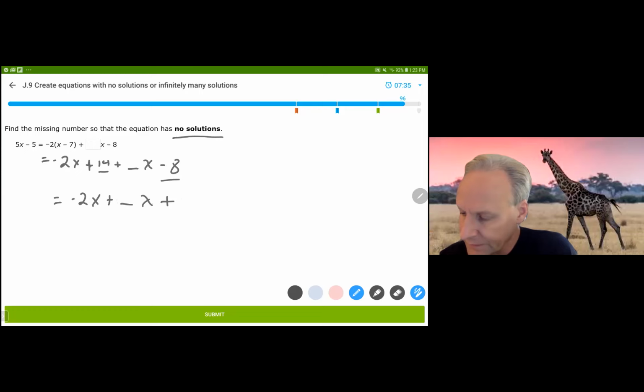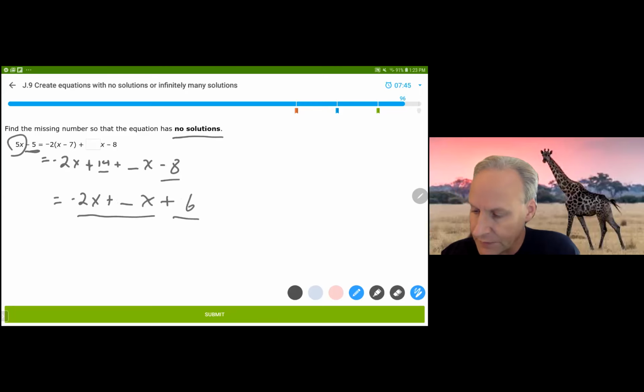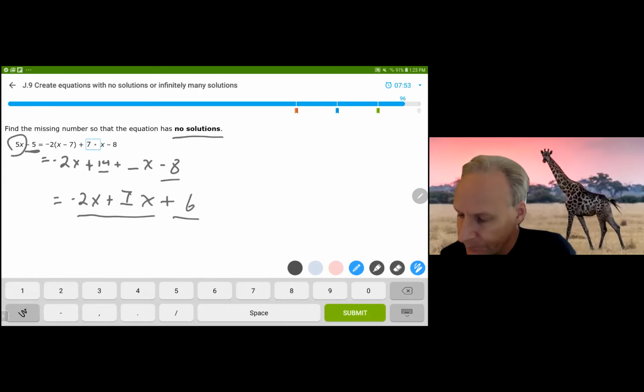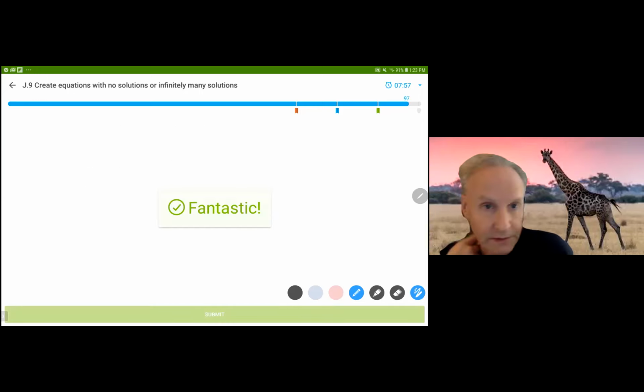We've got a plus 6 over here. Now on the other side, we have a minus 5. So the 6 and the negative 5 don't match up, but my coefficients, I want it to be 5x. So clearly I need a 7 right here to make it work. And that is correct. And we're almost done.